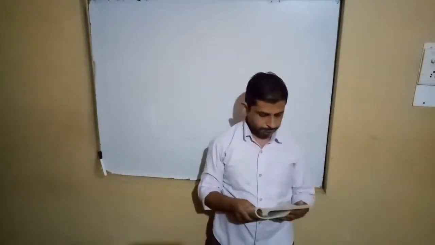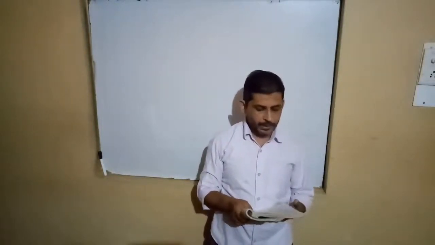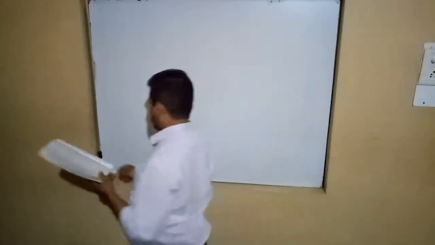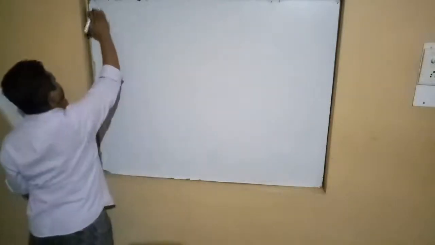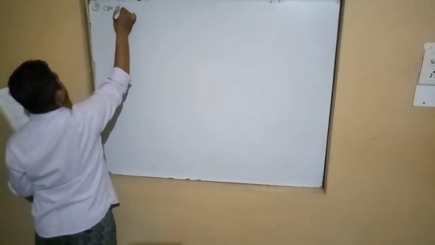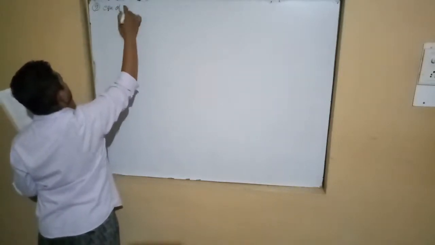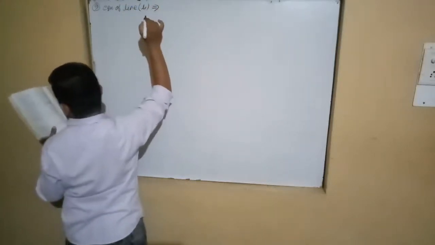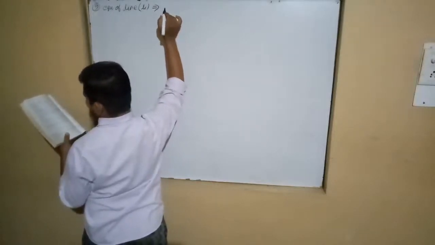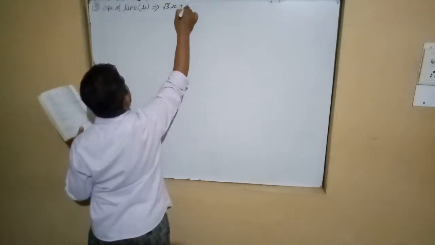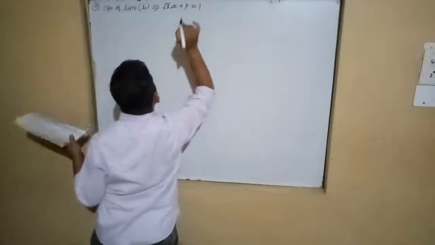Now next question number 9. Find the angle between the lines. We have to find out the angle in question number 9. So we write the equation of line L1. What is the equation of line L1? Root 3x plus y is equal to 1.